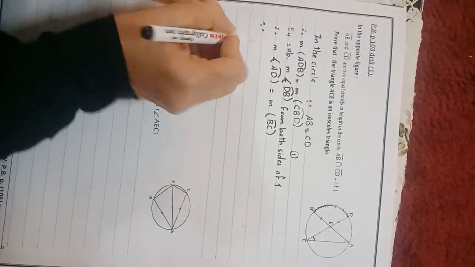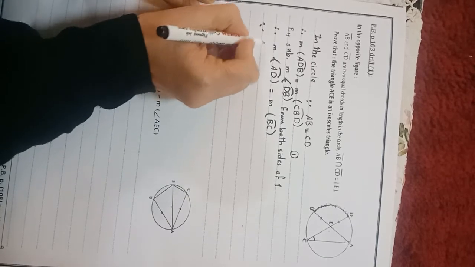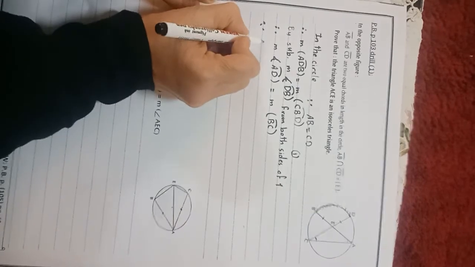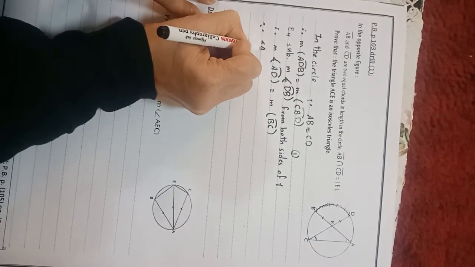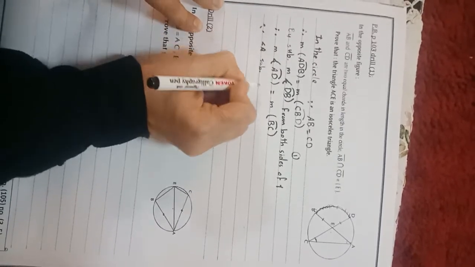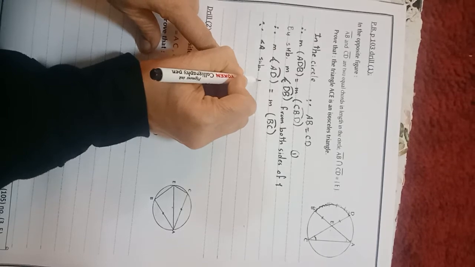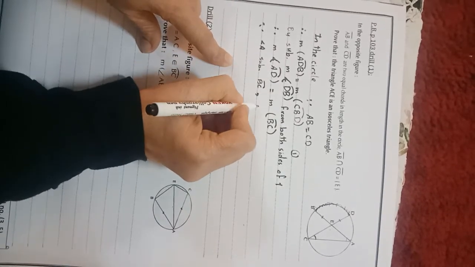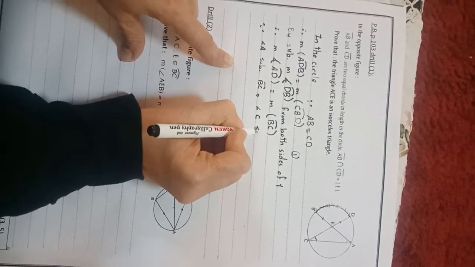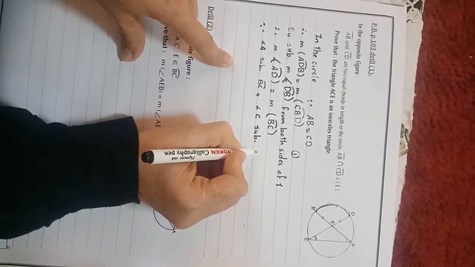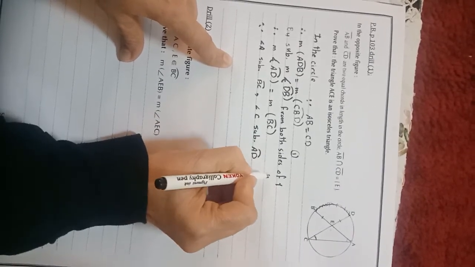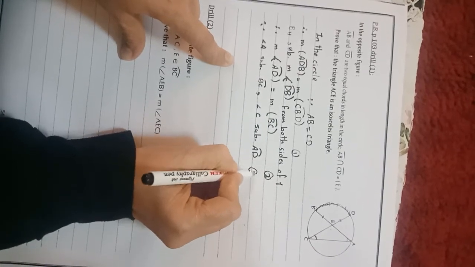Okay, I will continue writing. We reached here that the measure of arc AD equals the measure of arc BC, since angle A subtends arc BC and angle C subtends arc AD. This is number 2, this is number 3.